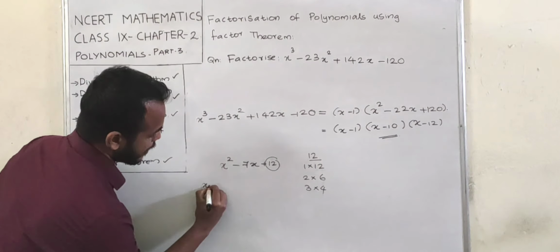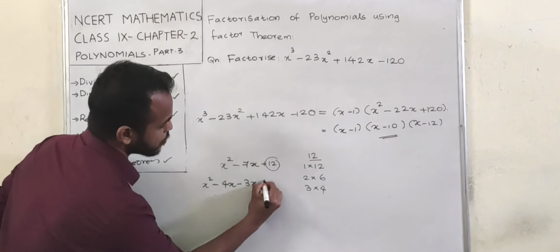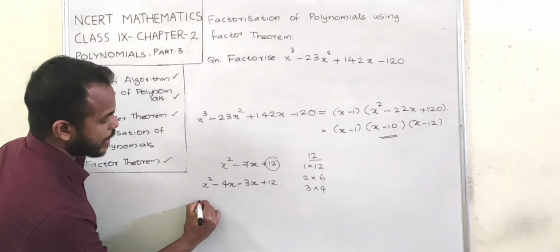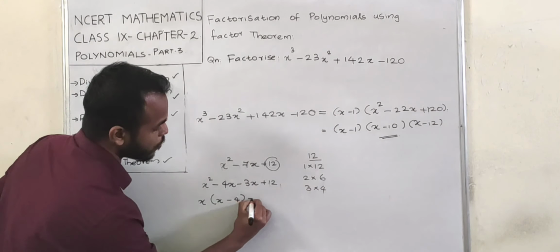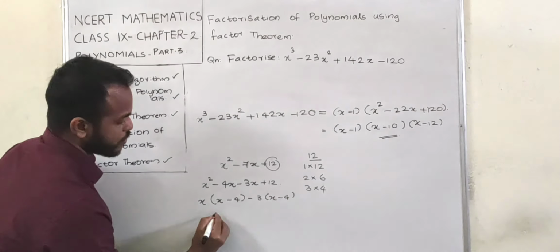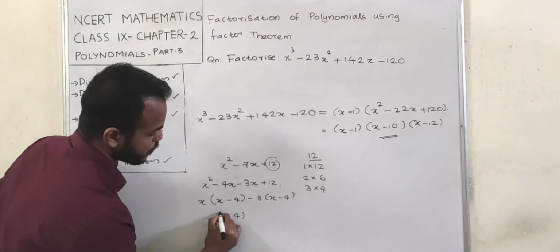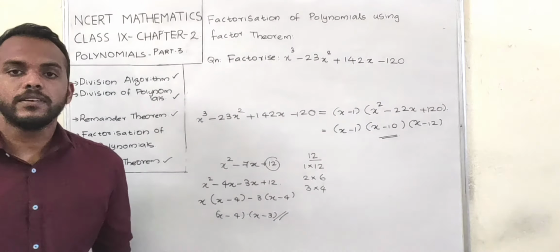So I am going to write x square minus 4x minus 3x plus 12. Now taking the very same process, x into x minus 4 minus 3 into x minus 4. X minus 4 is common, so we'll write x minus 4 into x minus 3. That is our answer.